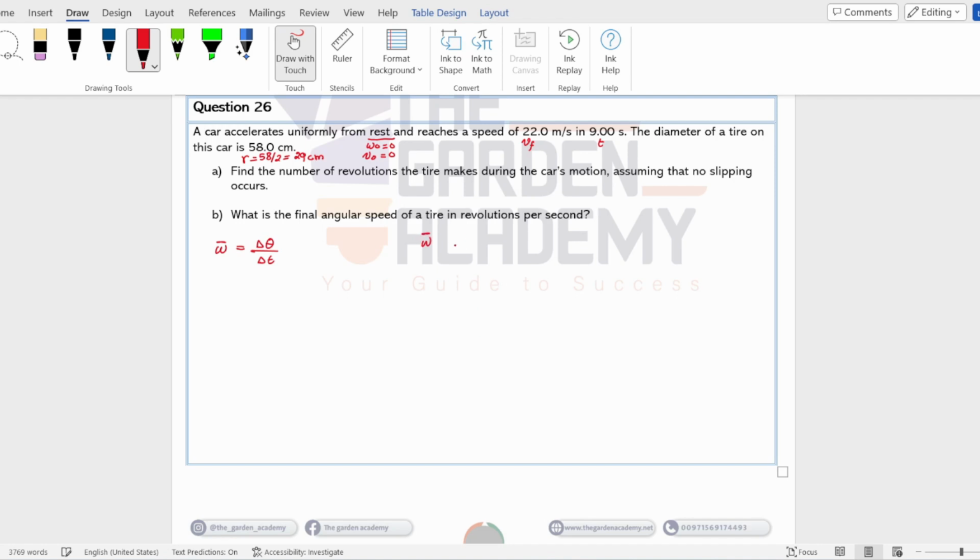Omega bar is equal to omega final plus omega naught, omega initial, divided by 2. This is the average angular velocity. Why did I use this equation? Because in the second part, we are asked for the final angular speed, so we can use it again. How do we find omega final?